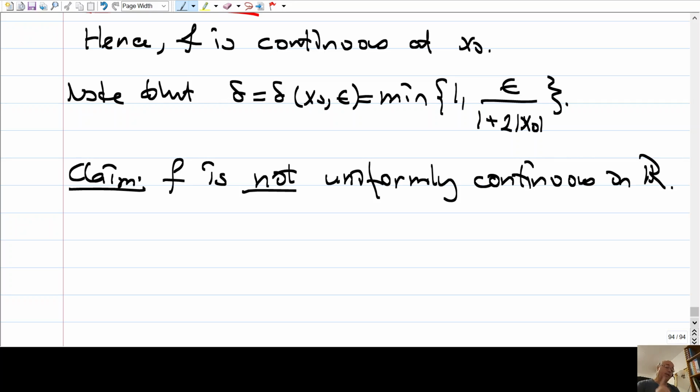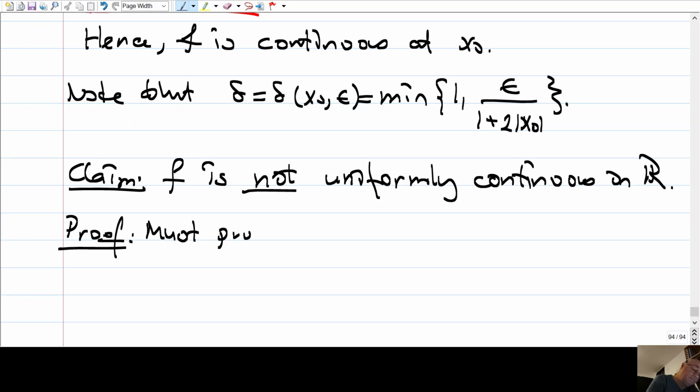So what I claim is this. This delta cannot be chosen independent of x0. It cannot be a function of epsilon only, okay? If you do so, you will be in trouble. So how can we prove this? Proof. I claim that I cannot choose delta as a function of epsilon only. So we must prove the following.